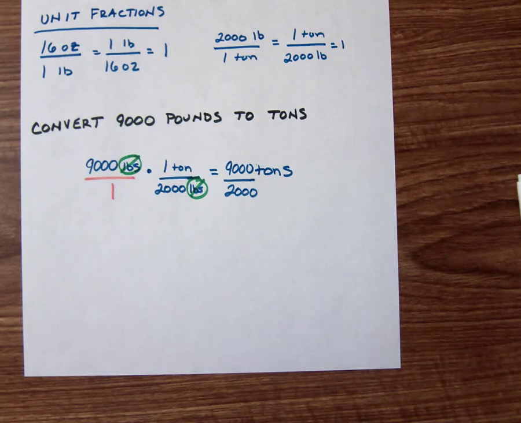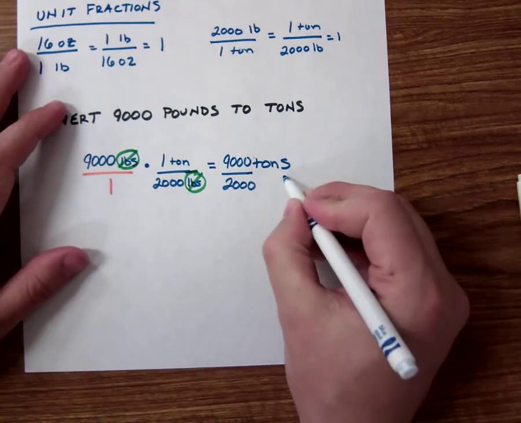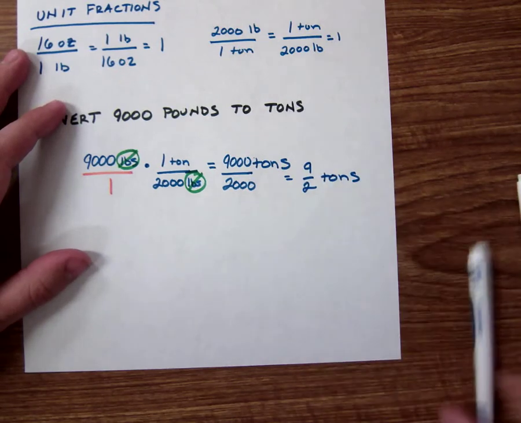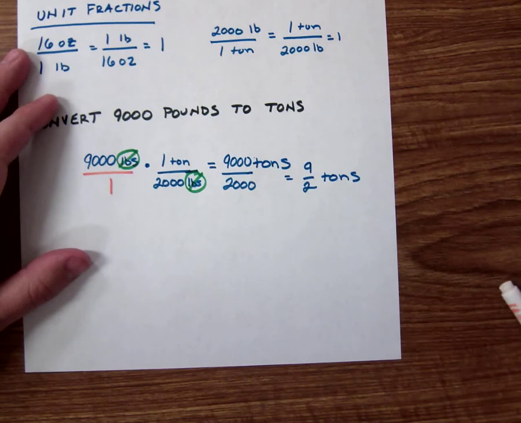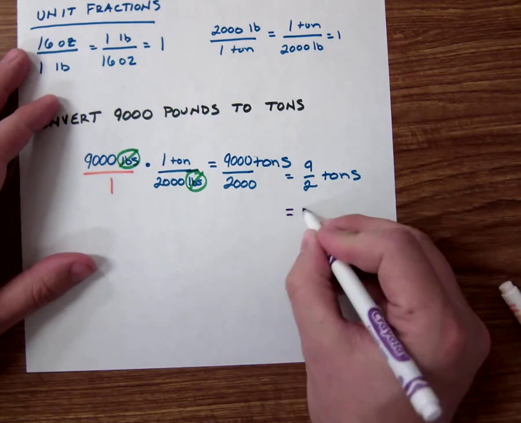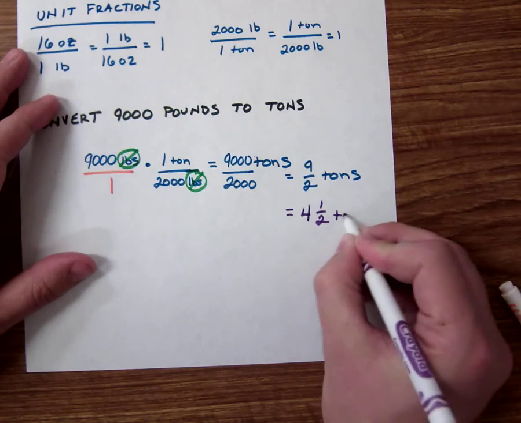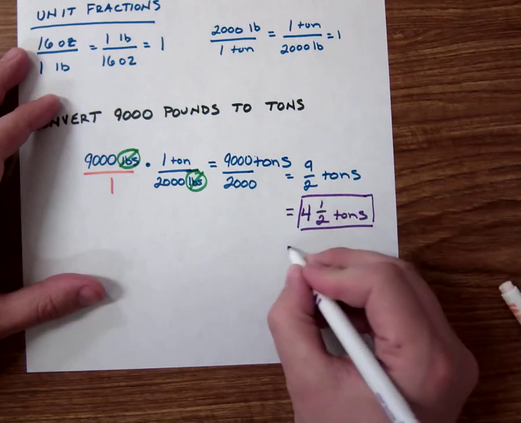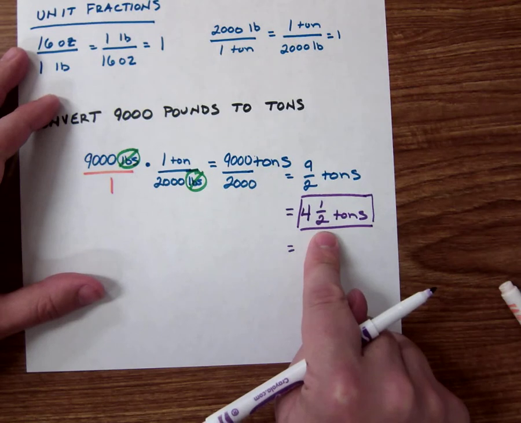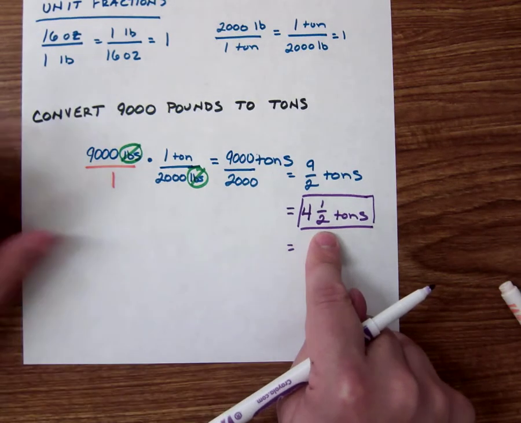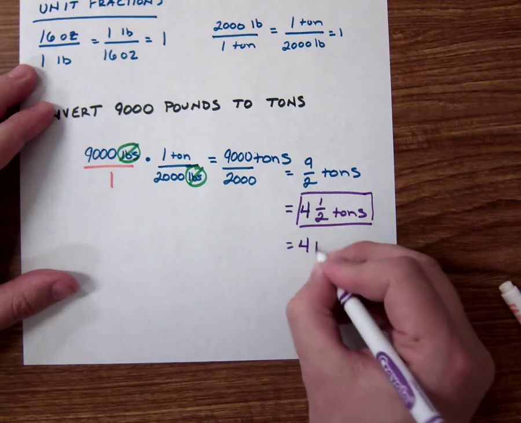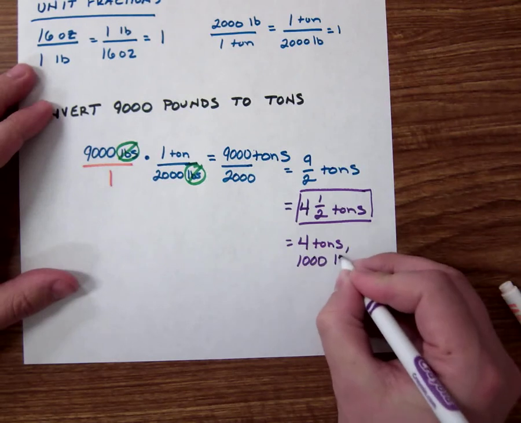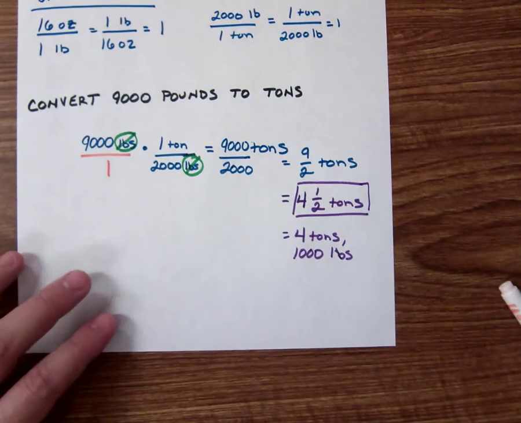Yes. I was actually just going to reduce this. 9,000 over 2,000 will reduce to 9 halves. So 9 halves tons is good. It's a little weird to say 9 halves tons though. So you could also convert this into a mixed number, which would be 4.5 tons. This answer is really good, but you could take it an extra step and say, well, half a ton is 1,000 pounds. If there are 2,000 pounds in 1 ton, half a ton is 1,000 pounds. So you could say 4 tons, 1,000 pounds. And that would be just fine. 4 tons, 1,000 pounds.